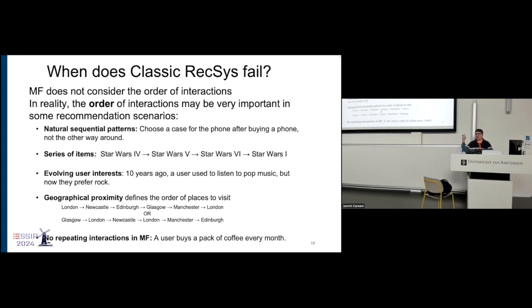We have our matrix, and we only fill the matrix with values, but we never recommend repeating items. If the item is already in the matrix, we say, okay, it is already here, I don't recommend it anymore. Here, we actually say, no, we can do this, and it is one of the very important scenarios.